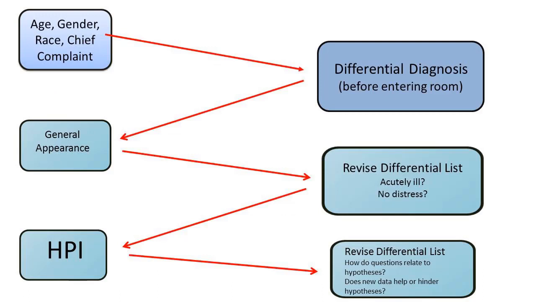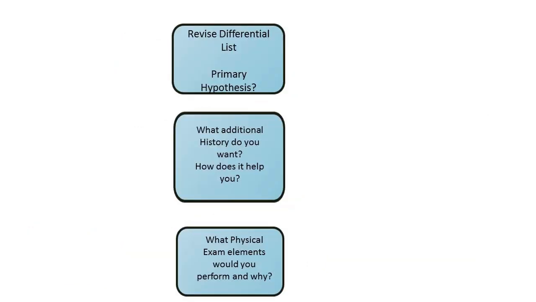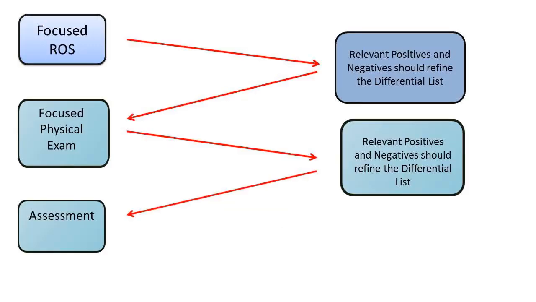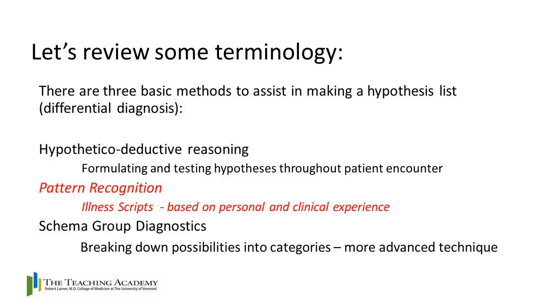Let's see how this looks schematically. You can see how the initial hypothesis list is formulated before even laying eyes on the patient, and then data from the patient's general appearance and history of present illness are used to support or refute the initial hypotheses. Next, one would revise the hypothesis list, consider what additional history questions are needed, and what physical exam elements would be important to perform. This additional information is used to further refine the differential diagnosis list and ultimately lead to an assessment. A second method to help make an accurate differential diagnosis is pattern recognition using tools called illness scripts.